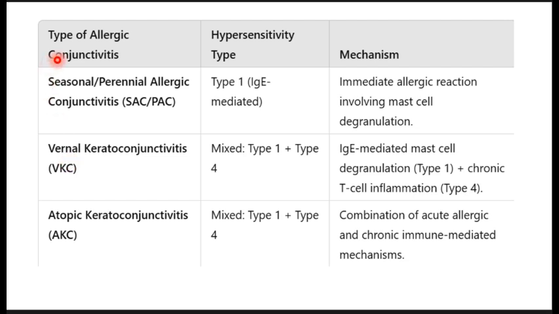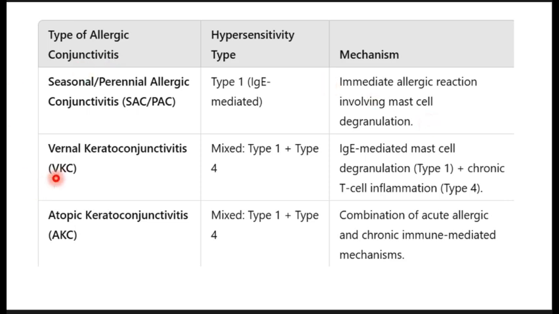So we have the simple allergic conjunctivitis, which is classified into the hay fever type, seasonal, and perennial allergic conjunctivitis. Now this is basically mediated by the IgE antibody, and this is known as the type 1 hypersensitivity reaction. Okay, so it's almost an immediate allergic reaction involving mast cell degranulation. More about pathophysiology coming soon, right?